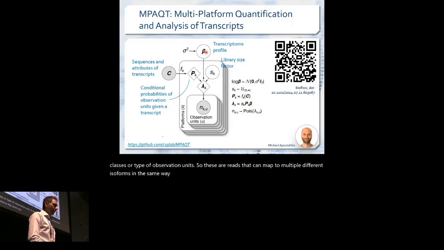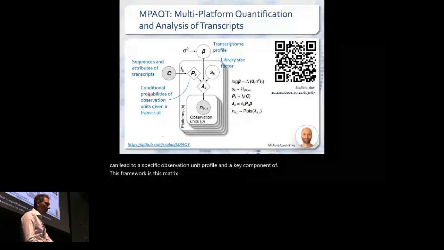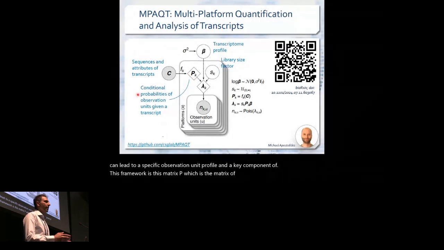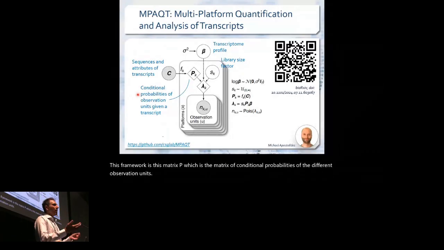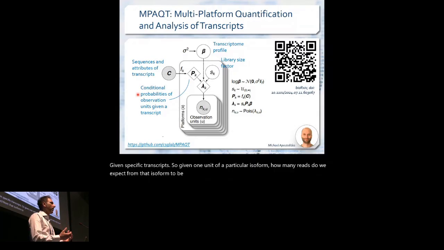And what MPACT does is to describe how the transcriptome profile can lead to a specific observation unit profile. A key component of this framework is this matrix P, which is the matrix of conditional probabilities of the different observation units given a specific transcript. So given one unit of a particular isoform, how many reads do we expect from that isoform to be assigned to a specific equivalence class?